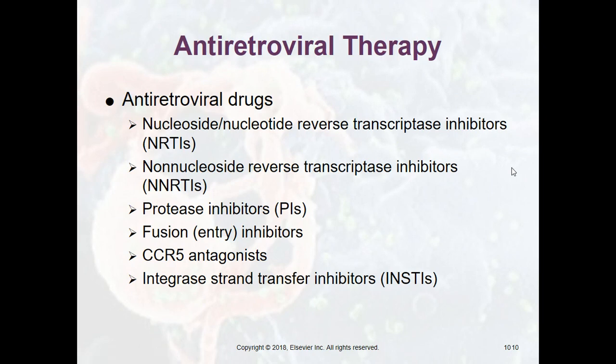Antiretroviral drugs include nucleoside reverse transcriptase inhibitors, NRTIs, non-nucleoside reverse transcriptase inhibitors, NNRTIs, protease inhibitors, fusion entry inhibitors, CCR5 antagonists, and integrase strand transfer inhibitors. And we'll go over these specific antiretroviral drugs.